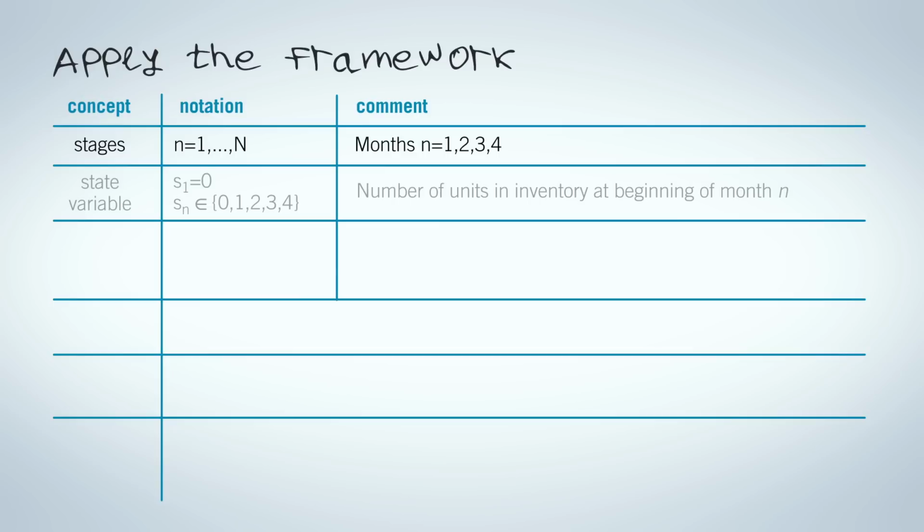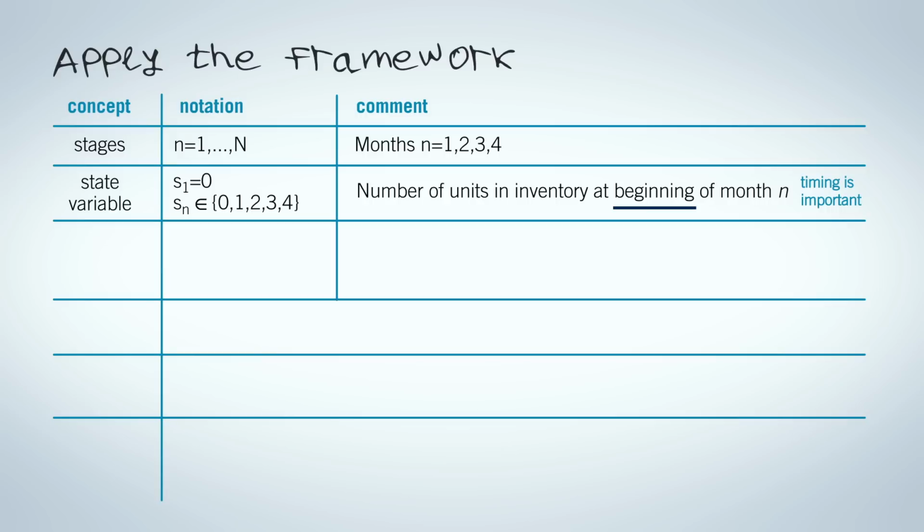We need to know that the state variable is the number of units in inventory at the beginning. So this is very important. The timing is important. It's very easy to get lost in terms of timing. So at the beginning of the first month, S1 is 0. But for any of the other months, including the 4th month, you could start that month at any given level. We don't know what the optimum level is at the beginning of the 2nd, 3rd, or 4th month.